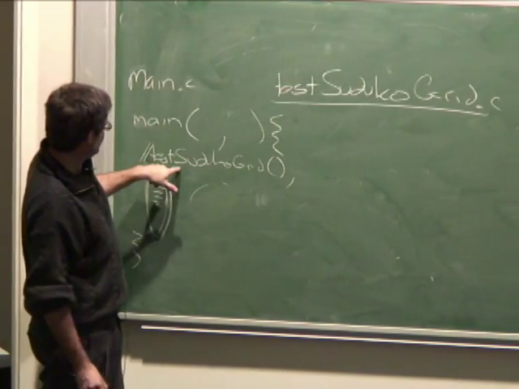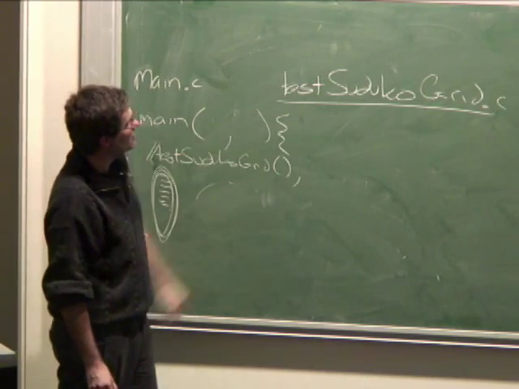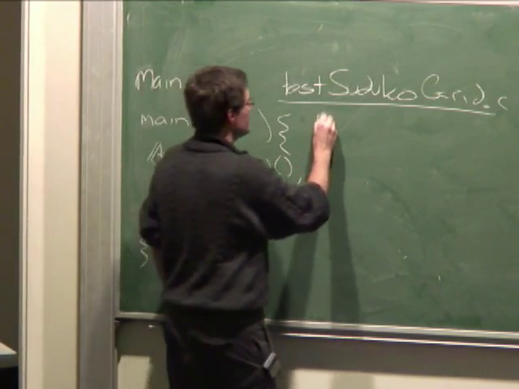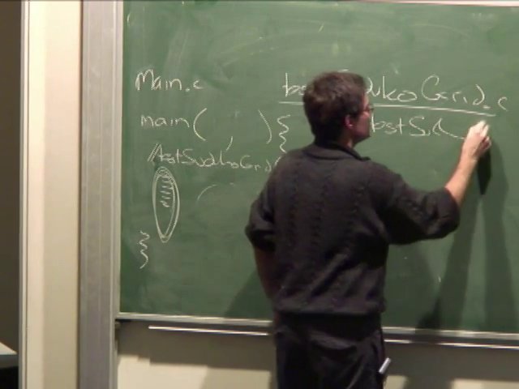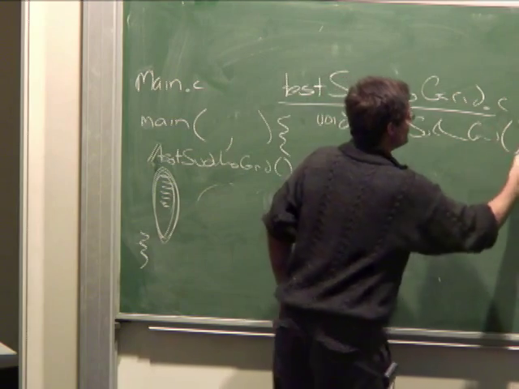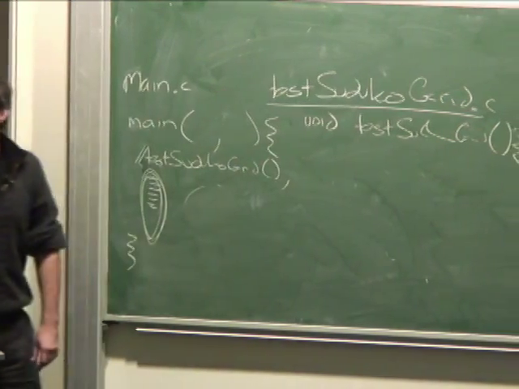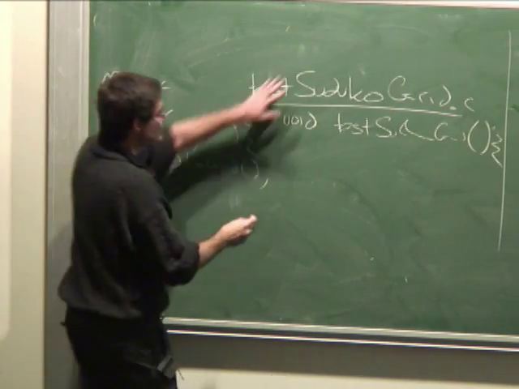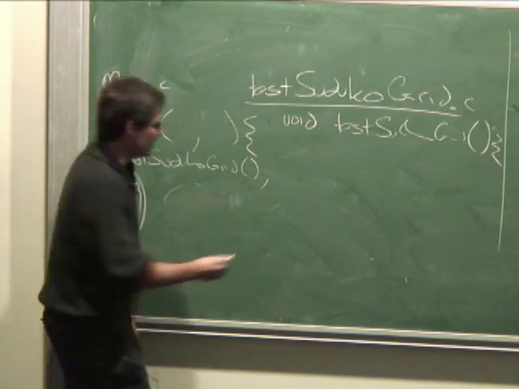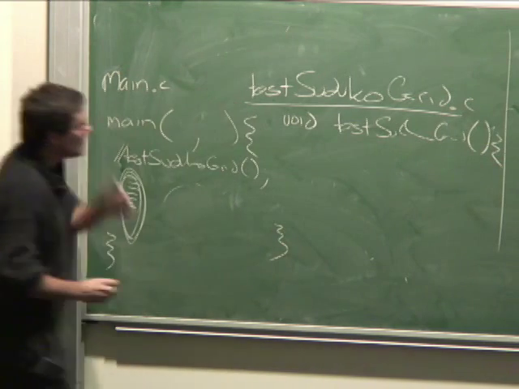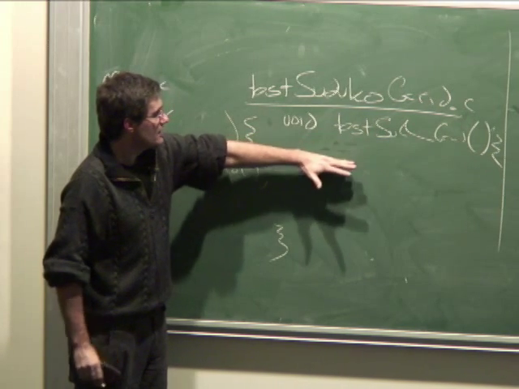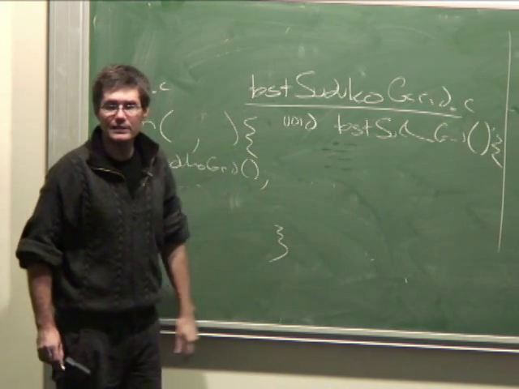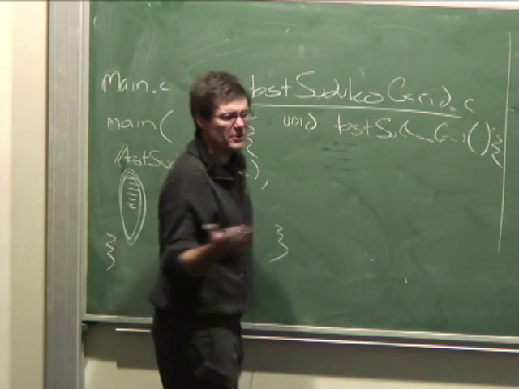So where is this function defined? It's defined in the file called test Sudoku grid, so there's a function here called void test Sudoku grid. We'll look at the .h files in a second. I'm just looking at where all the files are and how they will behave. Now test Sudoku grid, for me, does nothing except call a whole lot of tests.